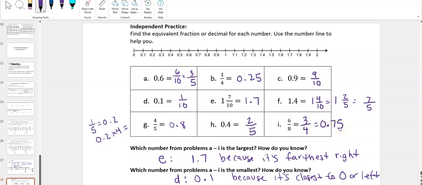So a lot of this is based upon our knowledge of fractions and decimals and how they relate to each other. And the more that you practice it, the better you're going to get. So just keep with it. Ask questions if you need it. Okay. You should have also answered these questions at the bottom. The largest number is E, 7/10, because it's the farthest right on the number line. And the smallest number is D, 1/10, because it's the farthest left on the number line, or it's closest to 0, since we're only dealing with positive numbers in this grouping.